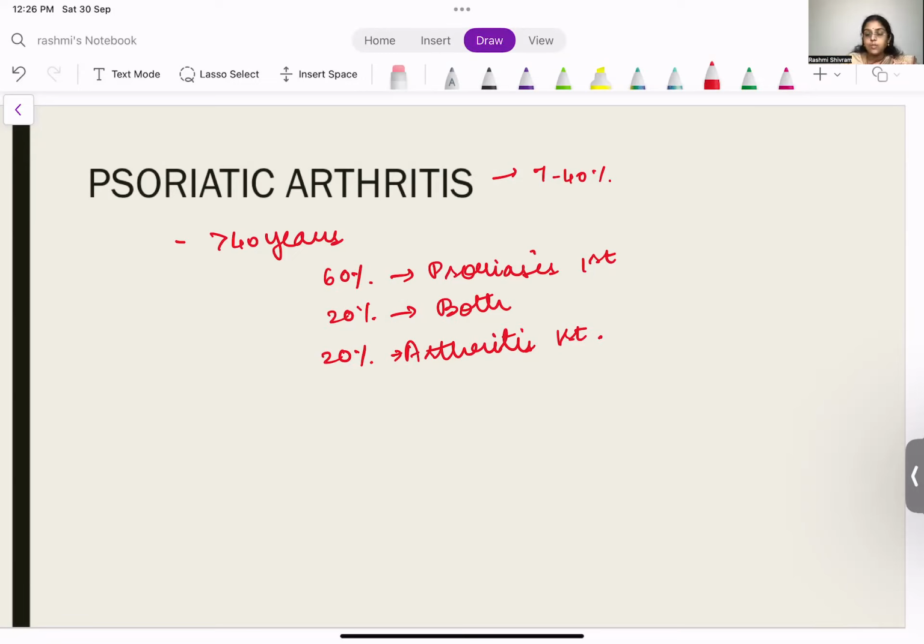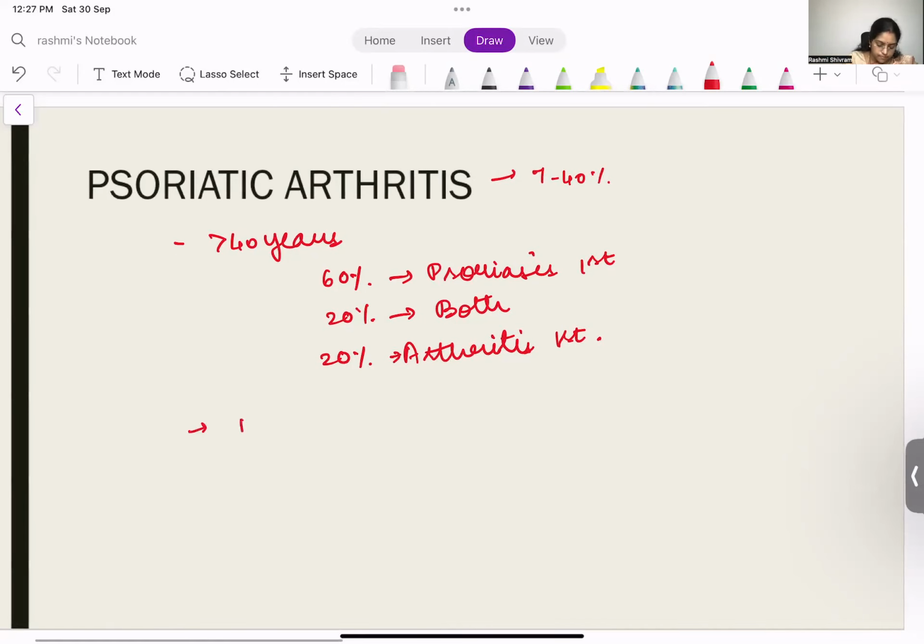What is the most important thing that you should remember? These patients will have DIP joint involvement. We saw when we were studying rheumatoid arthritis, if there is DIP joint involvement, don't think about rheumatoid arthritis. So when there is DIP joint involvement, you should think about psoriatic arthritis definitely. Distal interphalangeal joint involvement is most commonly psoriatic arthritis. It is not involved in rheumatoid arthritis.